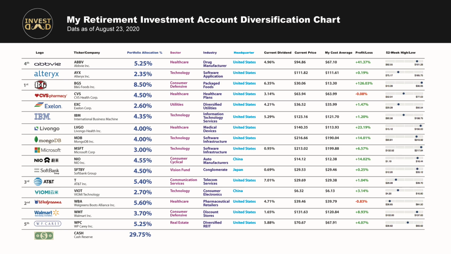Obviously, if you're not comfortable with picking individual international stocks, ETFs can be an easy way to add some international exposure to your portfolio.